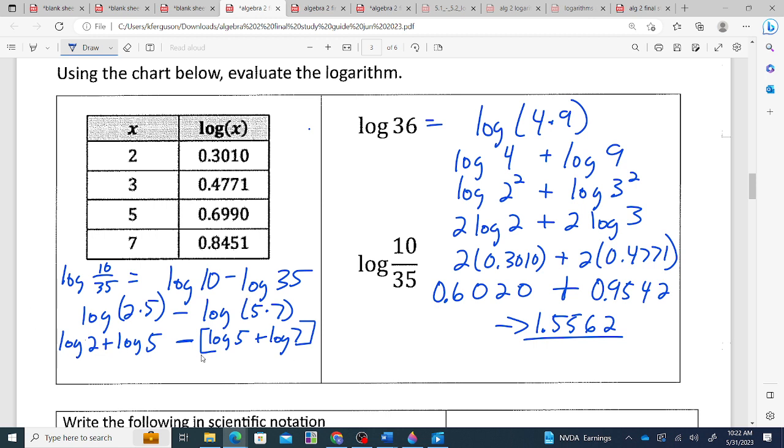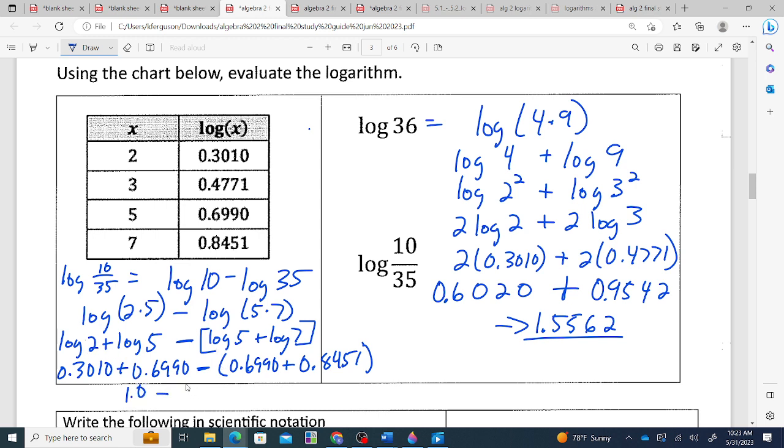All right, so next, now I'm just going to replace. The log of 2 is 0.3010 plus the log of 5, that's 0.6990, minus, now this is minus both of these, so I add them together, then subtract. So log of 5 is 0.6990 plus 0.8451. When I add these first 2 together, I just get 1. It's just 1 or 1.0, however you want to say it.